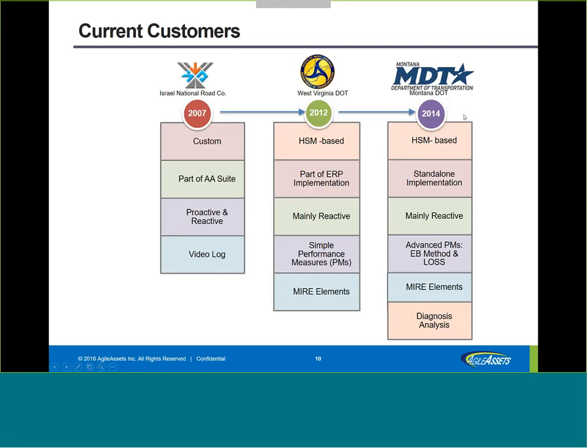In 2014, our latest implementation was for Montana DOT. It is an HSM-based system, a standalone application, and it has the reactive method mainly. But for the Montana system, we included some advanced performance measures. We have the empirical Bayes technique and level of service of safety implemented for Montana. We have also the MIRE elements and a new tool that we included in 2014, which we call the diagnosis analysis tool.